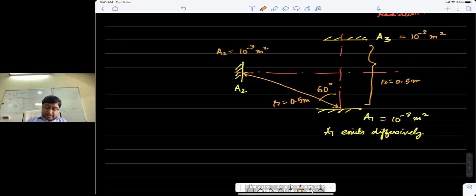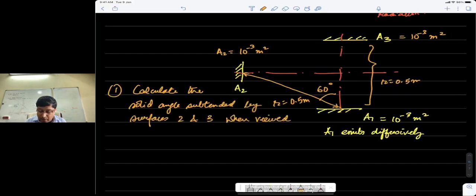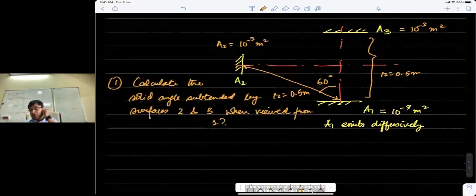The question goes like this: first of all, calculate the solid angle subtended by surfaces 2 and 3 when viewed from 1. So when you are an observer sitting on 1, what would be the solid angle subtended by these two surfaces?